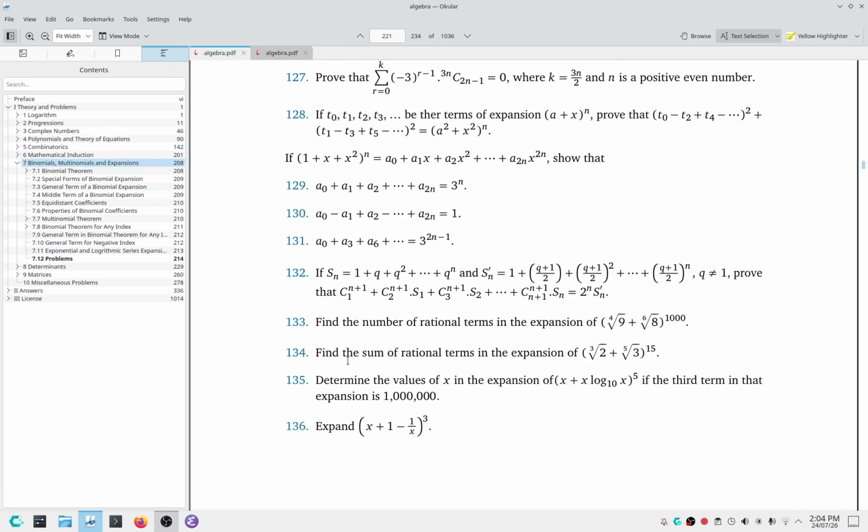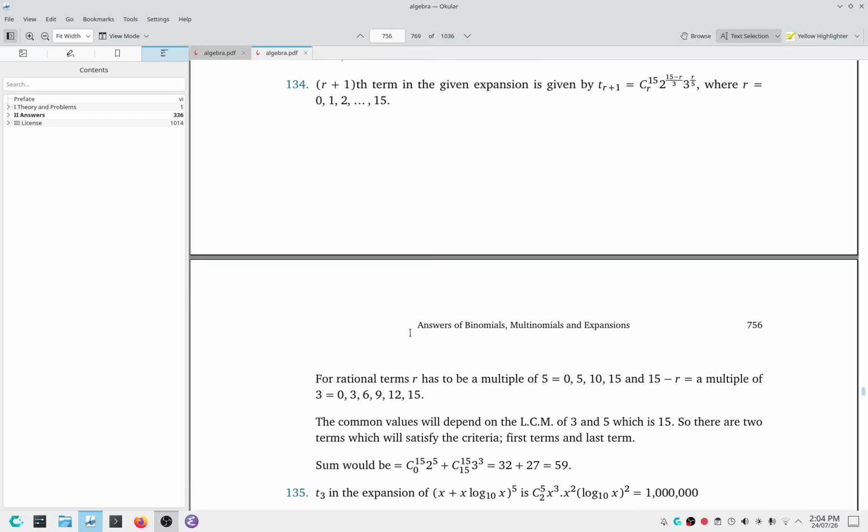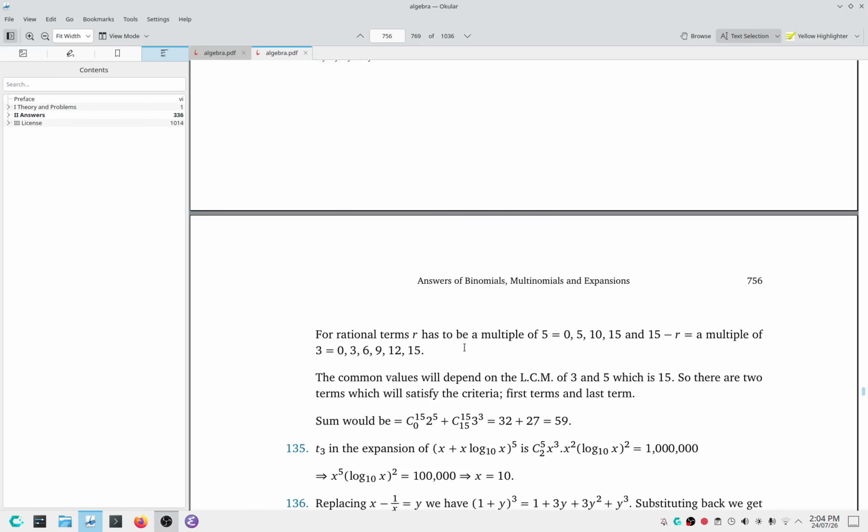Similarly, question 135 is find the sum of rational terms in the expansion of cube root of 2 plus fifth root of 3 whole to the power 15. So the (r plus 1)th term is given by 15Cr 2 to the power (15 minus r) upon 3 and 3 to the power r upon 5, where r is 0, 1, 2, 3 up to 15. Now for the rational terms, r has to be a multiple of 5, that is 0, 5, 10, 15, and 15 minus r should be a multiple of 3, that is 0, 3, 6, 9, 12, and 15.